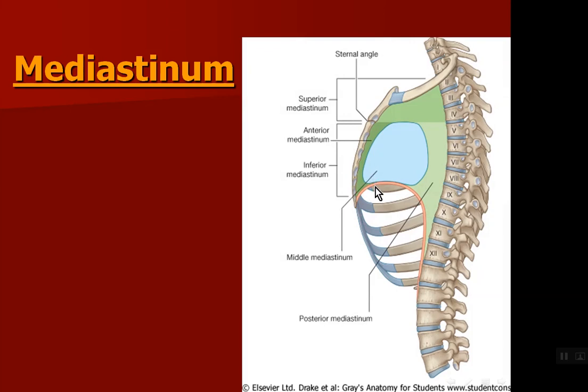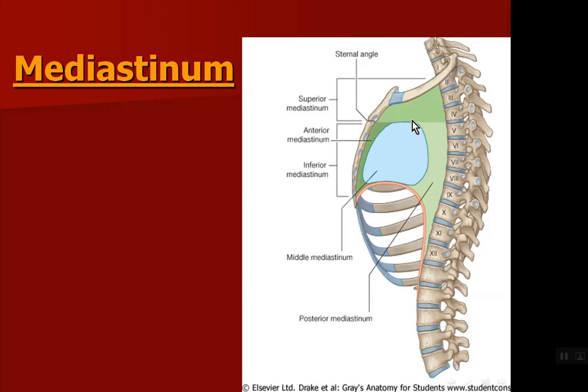But what is the mediastinum? The mediastinum is a cavity which is limited by these elements, as I tell you. From the anterior, it is the sternum. From above, we can see the margin of the first rib. From the posterior, we can see the vertebral column till the thoracic part. And from beneath, we can see the diaphragm.